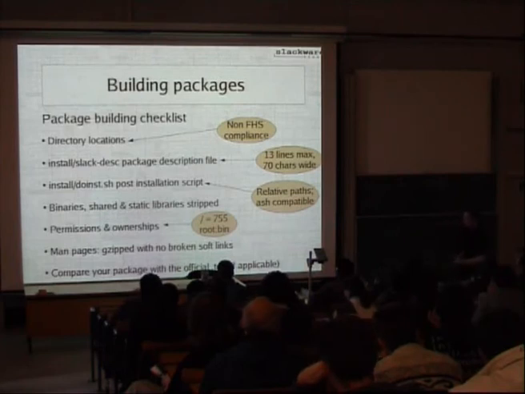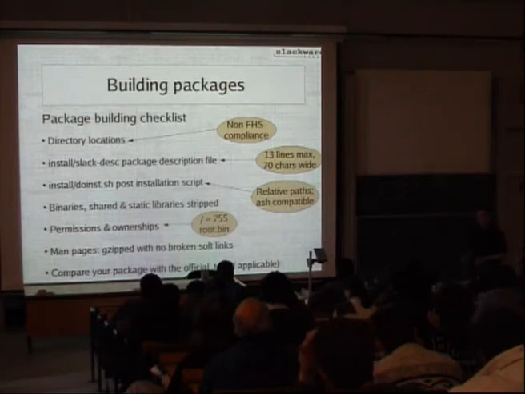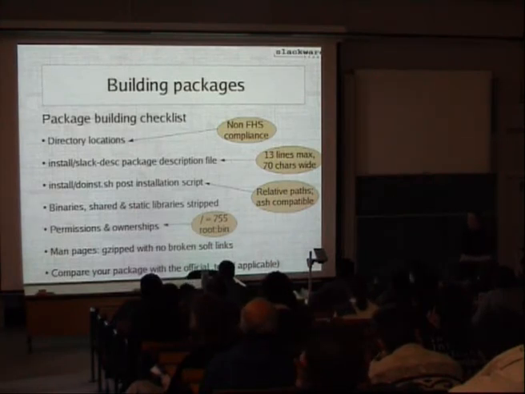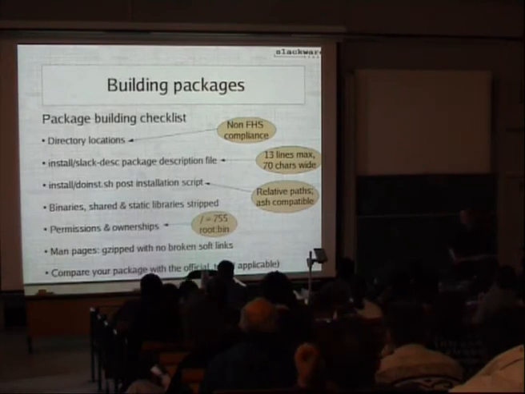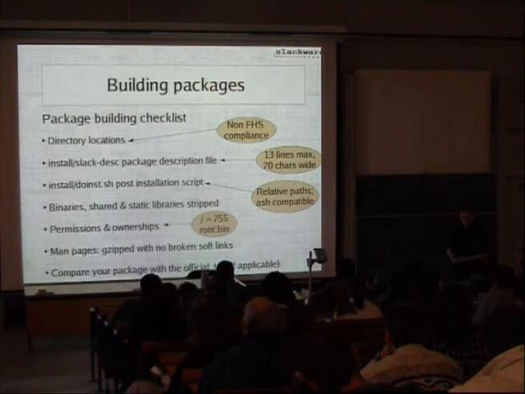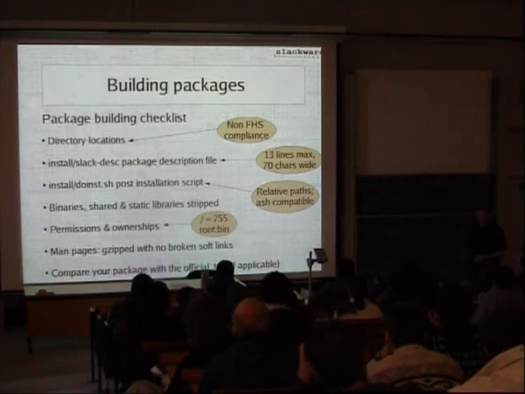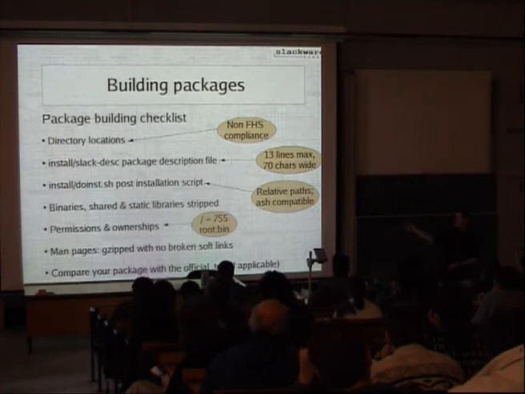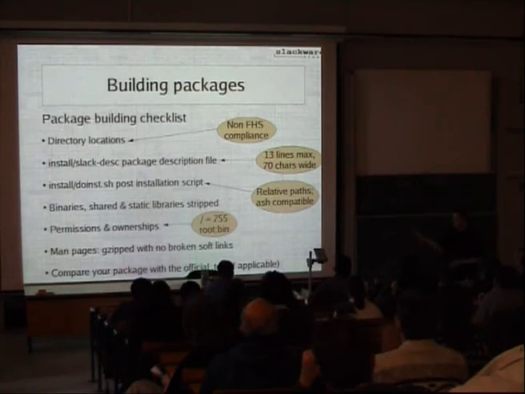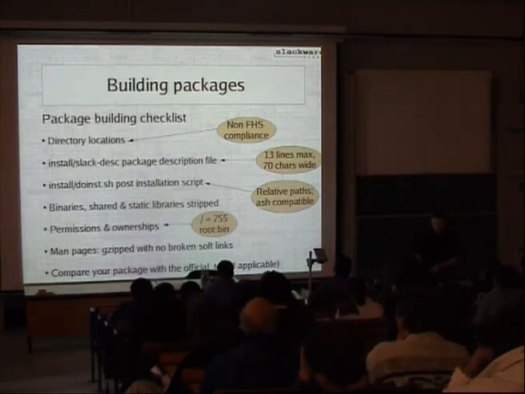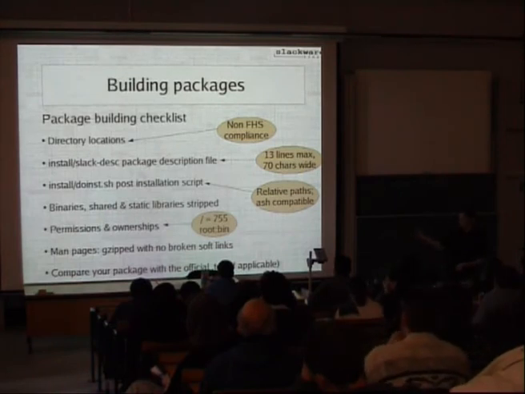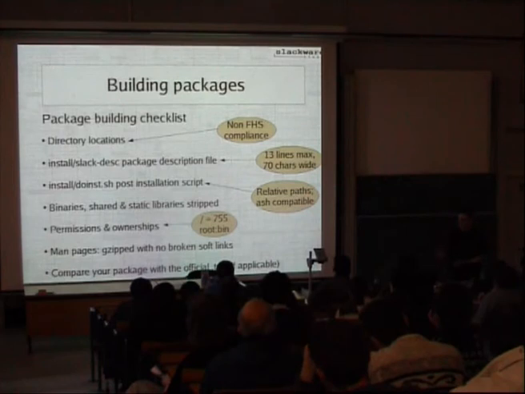Permissions and ownership are a great one. If you're building a package, you should always make sure that your package's root directory is chmod 755. Some people have problems if they build their own packages and the directory is not 755. If it's anything else, like 700, your users won't be able to log in. So you should always make sure that you set your package directory, and also apply root:bin ownership to your binary directory. Man pages should be gzipped, and you can repair any broken symlinks if you make any.